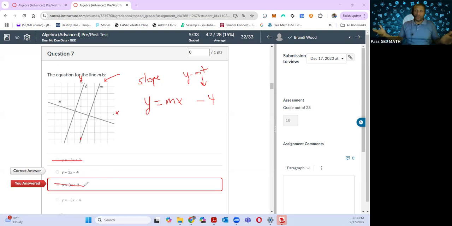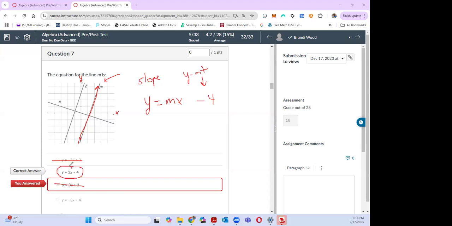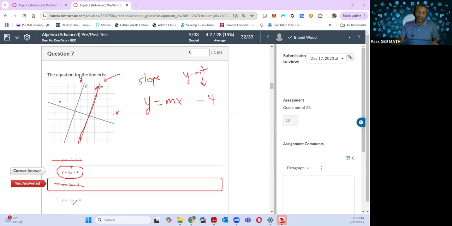Now, the next thing you look at is, from left to right, what direction is it going? It's going up, so we know it's a positive slope. You don't even have to do any work to get that answer, because we know it's a positive slope. If you look at this answer, it has a negative slope of -3, so we can eliminate that because the slope is negative.